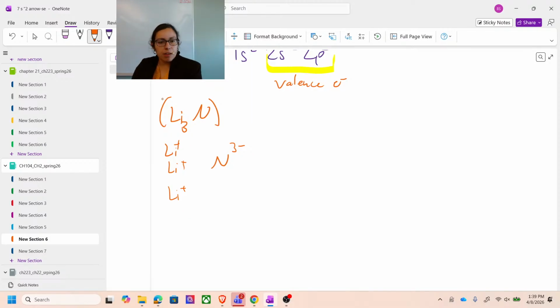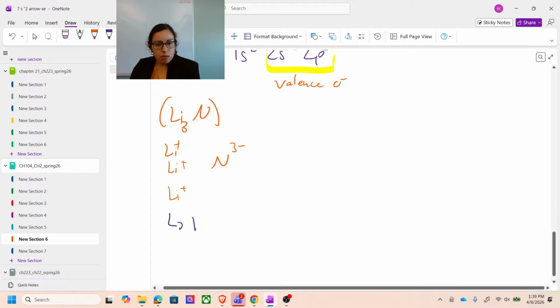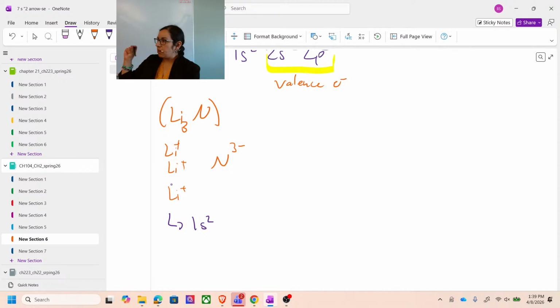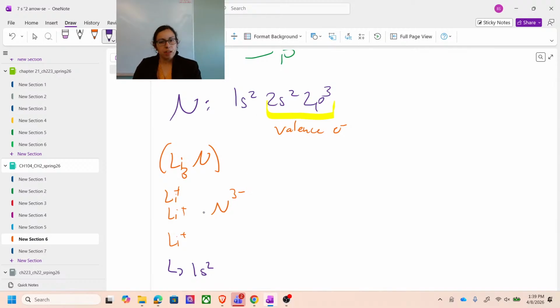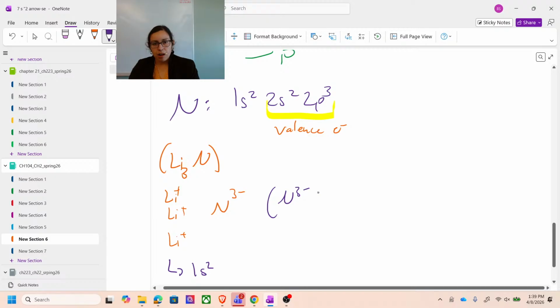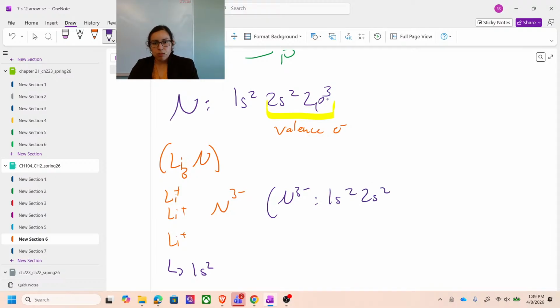So then we could write out our electron configurations from this. So lithium would be 1s2, right? Satisfied by the duet rule. Again, losing that 1 valence electron. And then same thing with nitrogen. Well, it had 5. And then if we give it 3 more, now we can write our new electron configuration. So 1s2, 2s2. So 3 plus 3 is 6, so 2p6. So that gives us noble gas configuration.